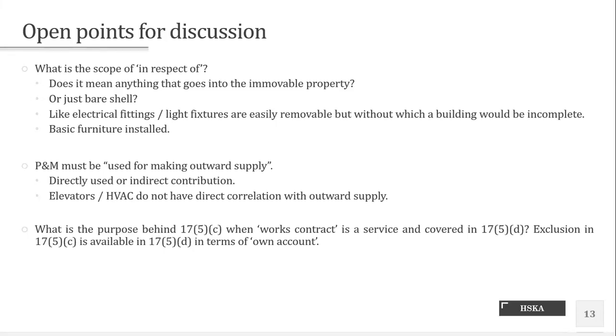Understood. But it is for further supply of one more works contract. So the main works contractor will get the ITC. It is not blocked. Only the owner is not getting the credit.